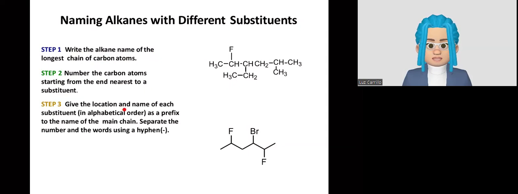We're going to give the location and the name of each substituent, but because they're going to be different, we're going to do it in alphabetical order. As we have seen before, the substituents are always placed as a prefix of the main chain, in other words, the parent chain. And remember that the numbers and letters are separated by a hyphen. Let's do the 2 examples that we have right here.